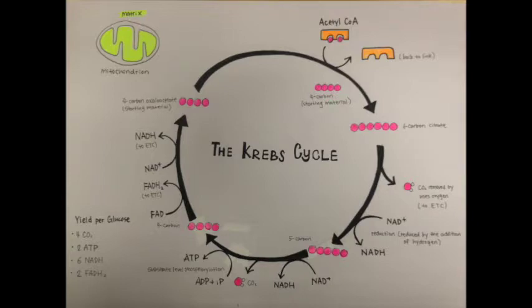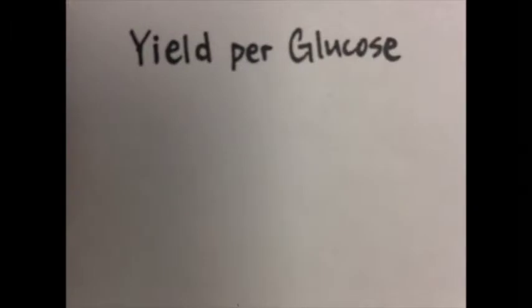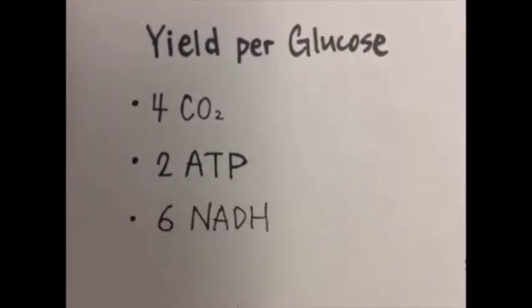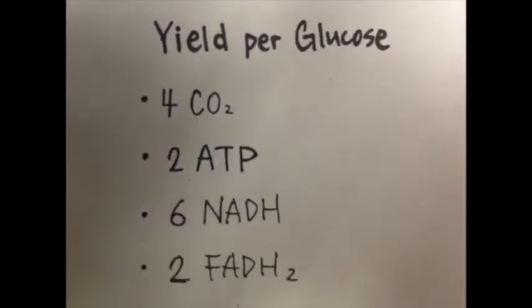As we know, each glucose molecule is broken down into two pyruvate molecules during glycolysis. Then each pyruvate is converted to acetyl-CoA, which enters the Krebs cycle. Thus, for each glucose molecule, the Krebs cycle must complete two circuits to break down the two pyruvate molecules. Per glucose molecule, the Krebs cycle produces 4 carbon dioxide, 2 ATP, 6 NADH, and 2 FADH2.